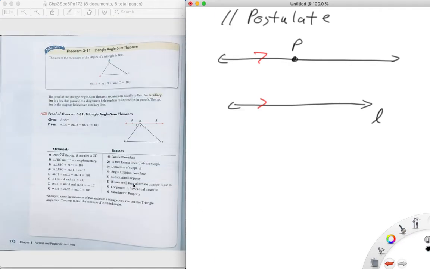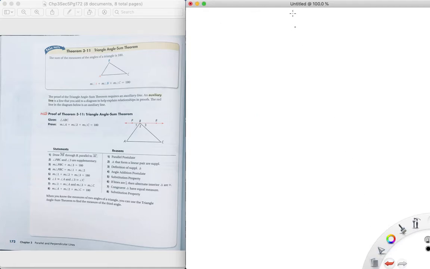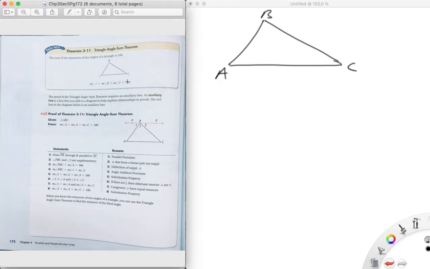And drawing a line helps us a lot when we start to prove something called the triangle sum theorem. We're dealing with triangles today. And the triangle sum theorem says that the sum of the measures of the angles is 180 degrees. Meaning, I have some triangle A, B, and C. This is the triangle sum theorem.